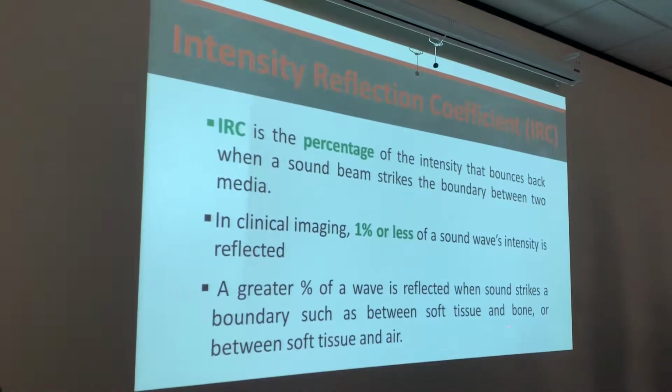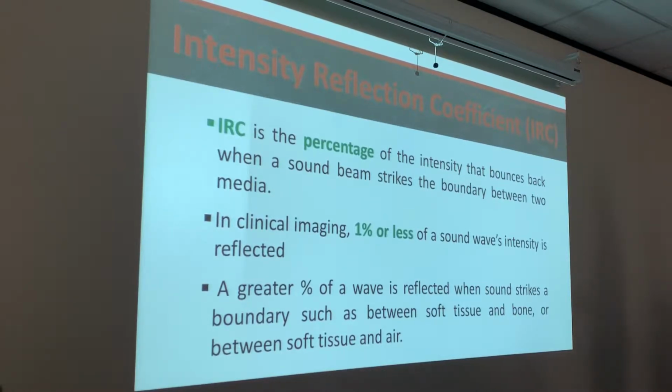Impedances are different. Remember, bone is going to have a high rate of impedance, right? It's going to be very resistant to sound. Remember, it's going to absorb and scatter a lot of that sound, right? Soft tissue, we know it's going to travel. Just like, or soft tissue and air. Those are kind of opposite, because air is on the opposite end of that spectrum, right?